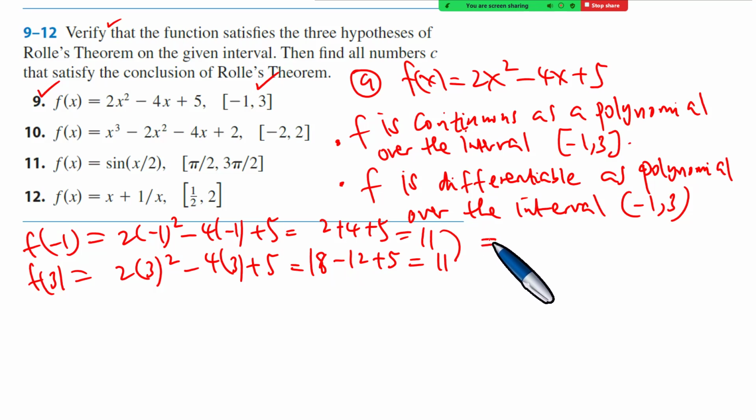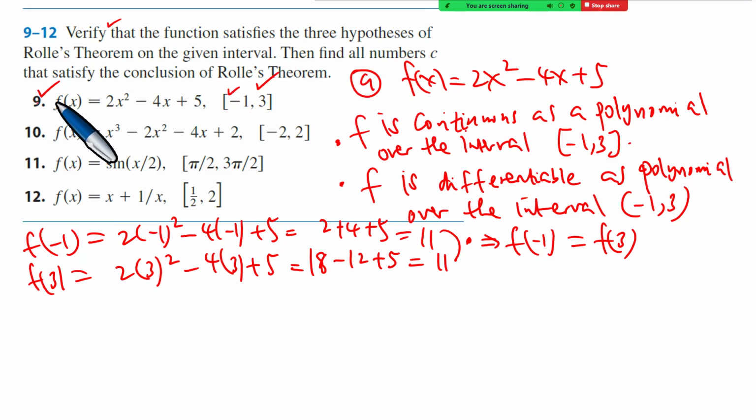Aha, this is good news. Because f of minus 1 is 11, f of 3 is 11, and that means f of minus 1 is actually equal to f of 3. Okay, so yeah, this is awesome because f of A is equal to f of B. So these are the 3 hypotheses that are satisfied. Then you can find the number C, right?